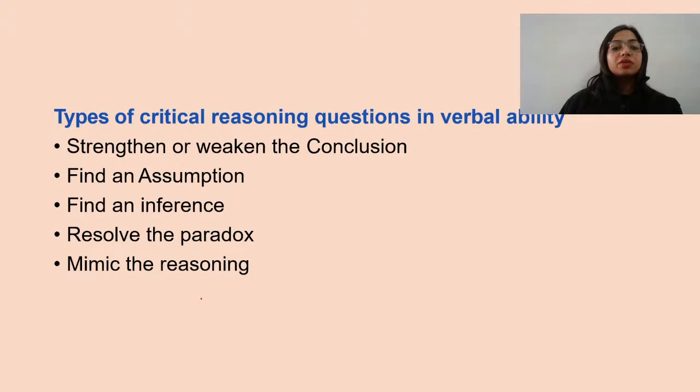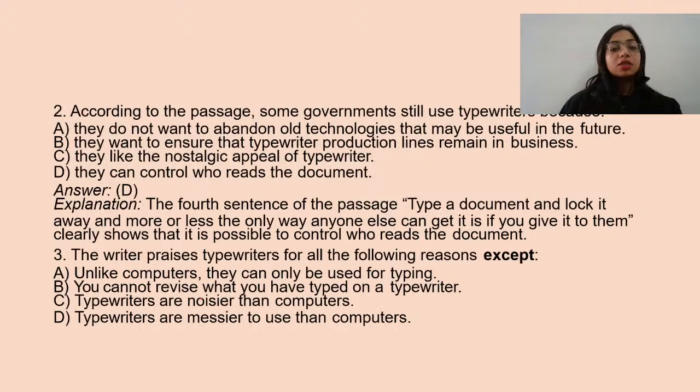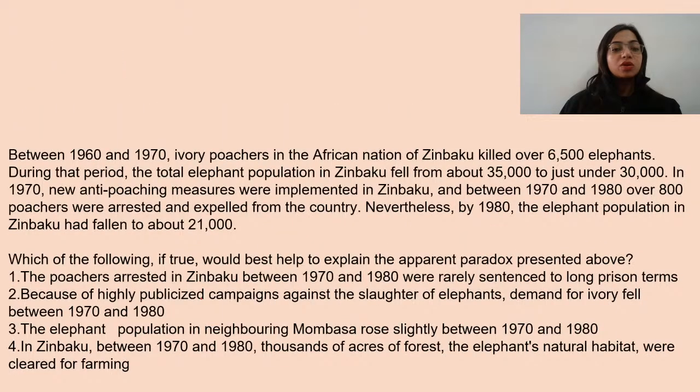Here comes types of critical reasoning questions in verbal ability. Strengthening or weakening, finding an assumption, finding an inference, resolving the paradox, mimicking the reasoning. Now let's go to some examples so that you're sure. So here is the question, guys. Let's start directly from questions today, as I told you earlier.